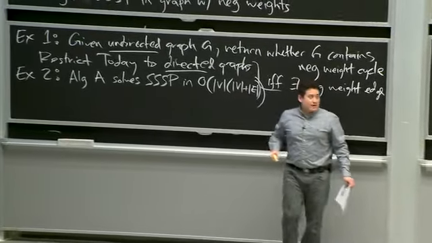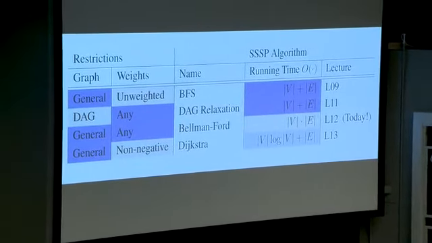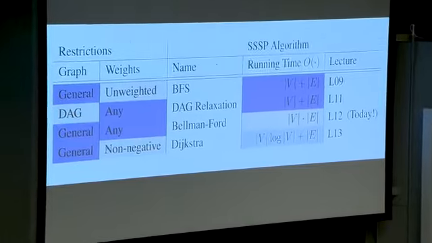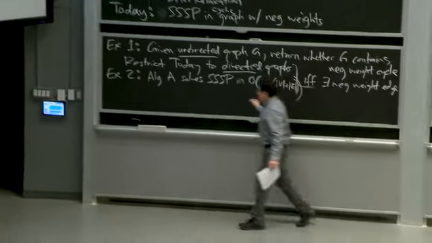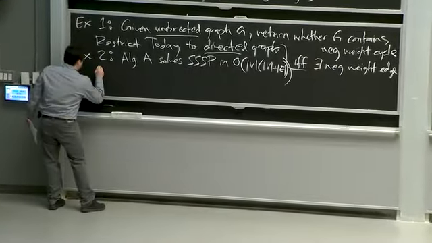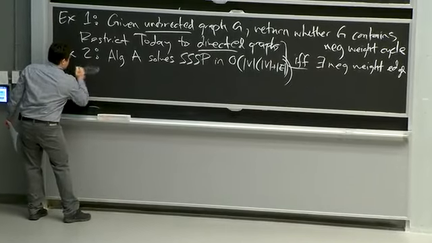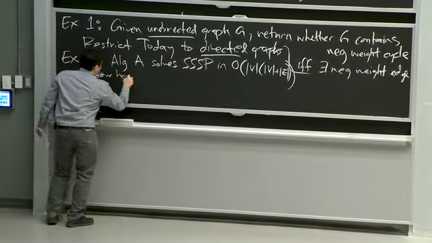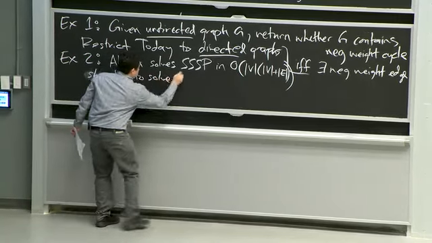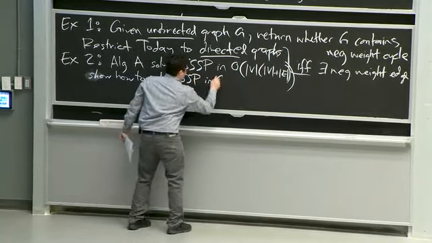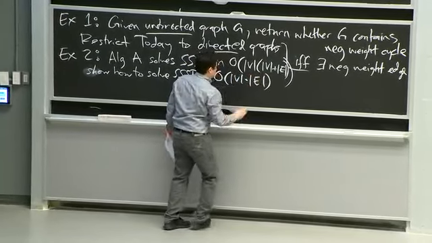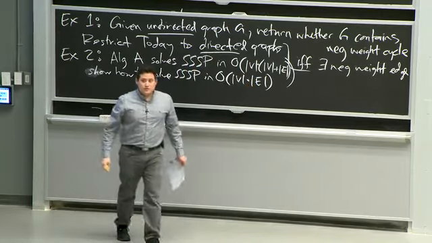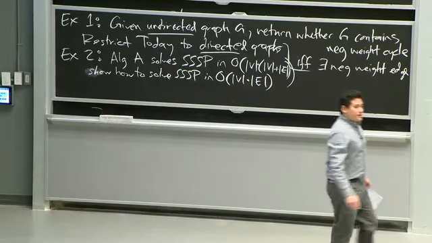But if I had such an algorithm, can anyone tell me how we can use this algorithm to solve single source shortest paths in just V times E time? Okay. Show how to solve SSSP in order V times E. I guess we can put a dot there as well. Okay? So this is a little tricky.